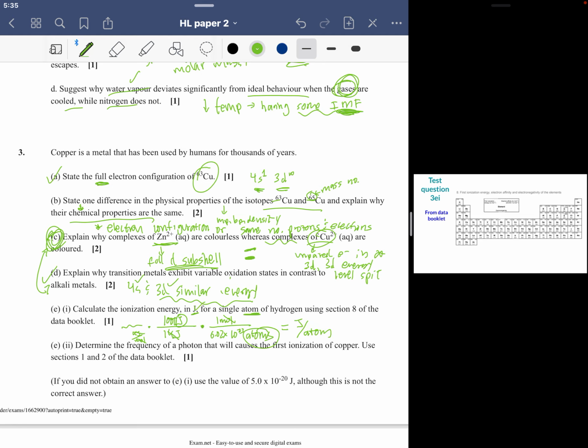Well, that's great. Joules for a single atom. So you had to look up the ionization energy for hydrogen in the data booklet, and then this was the process you needed to do.